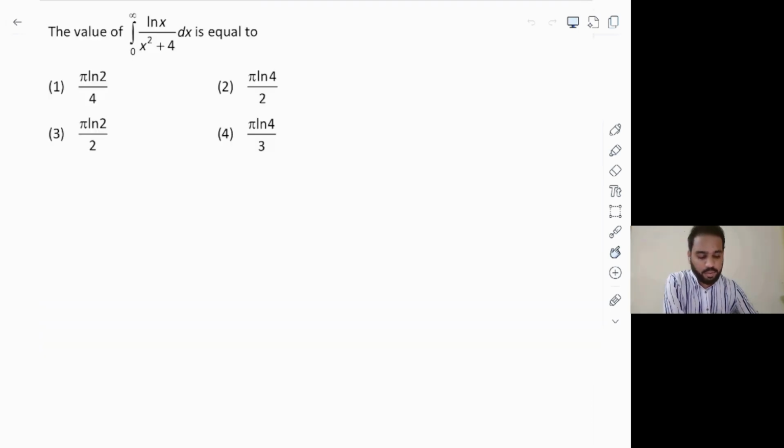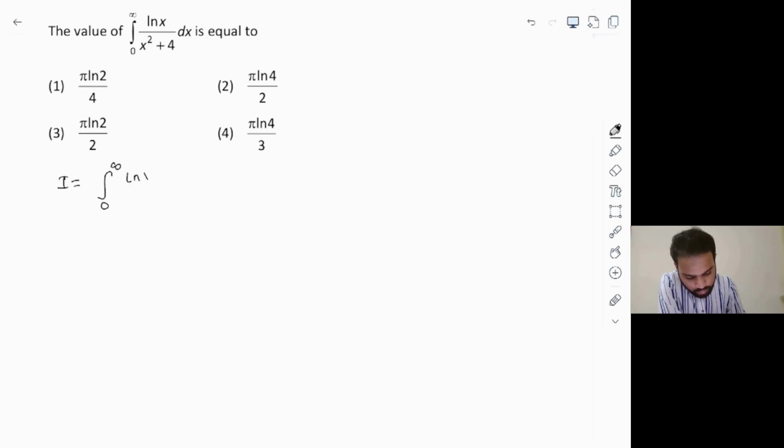So let us see the first question for today. This is a question from definite integration and it is one of the standard questions actually. So we have different methods to solve this question, but I'll tell you the easier one for this. So let's take the given question as some capital I. Let's say capital I is equal to integral 0 to infinity ln of x divided by x square plus 4 dx.